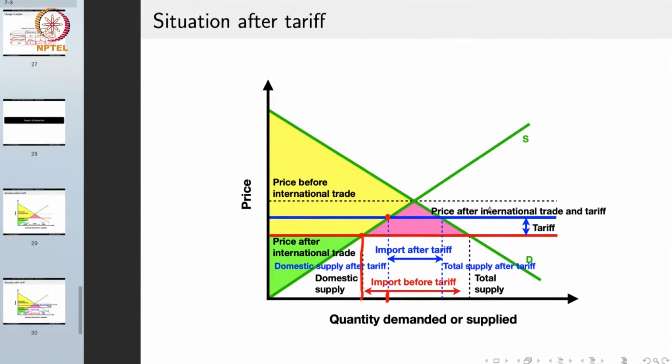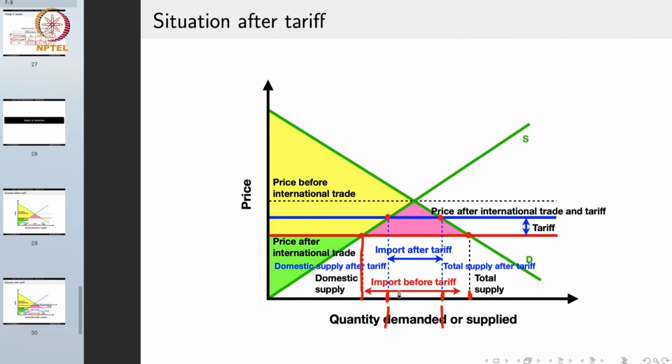Now, earlier the total supply was this much, given by the domestic demand curve cutting the international price or the world price. Now, because the price has increased, this is the point which will tell the total supply. So this is the total supply after the tariff, the point where the demand curve is cutting the new price curve. So there is a decrease in the total supply. So earlier the total supply was this much, now it is this much. And the difference between the domestic supply and the total supply will give us the amount of import.